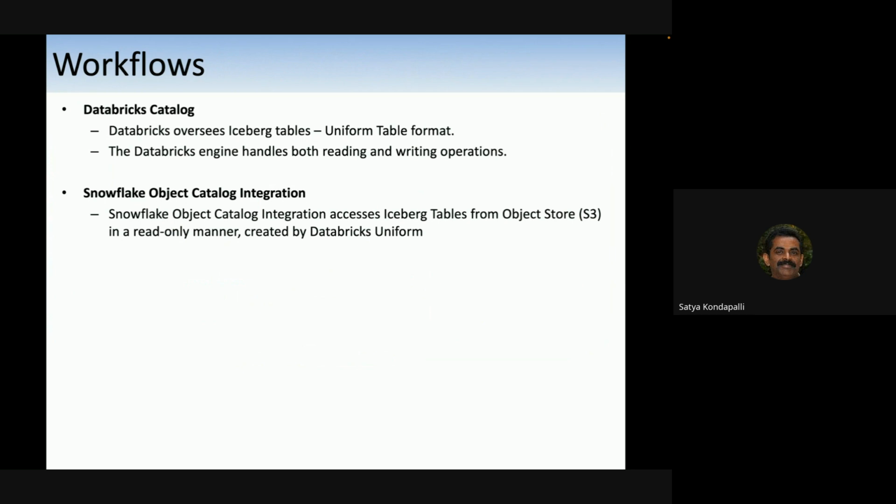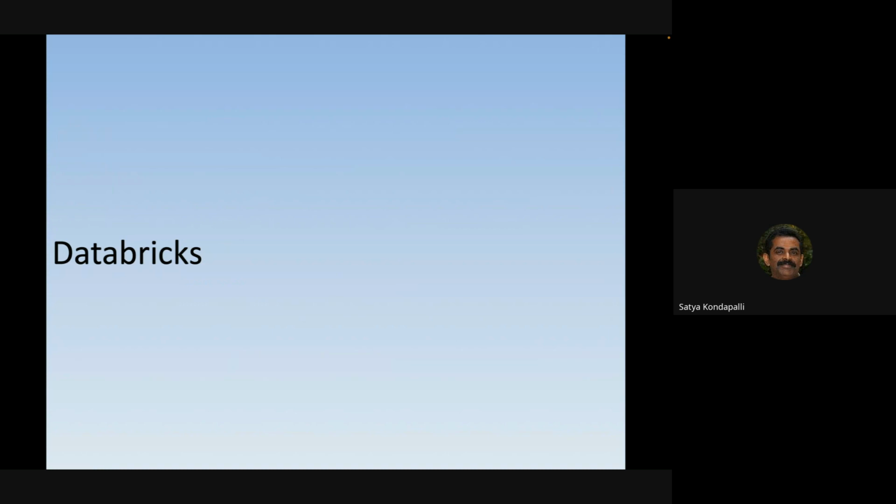So Snowflake object catalog integration accesses Iceberg tables from object stores, which is S3. It can also be MinIO, in a read-only manner, created by a Databricks uniform table. That's what's important here: in a read-only manner, created by a Databricks uniform table. Okay, let's get into Databricks very quickly.